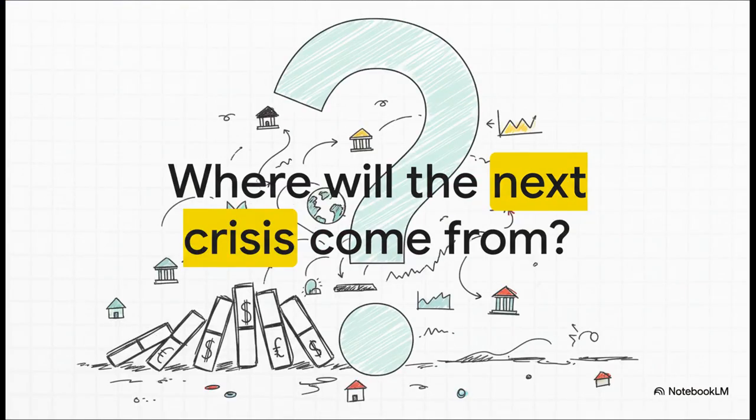And finally, the big one, the one everyone wants to know. Where is the next crisis going to come from? Where will that first domino start to wobble? Is it going to be something we're all watching closely? Or is it going to come out of nowhere, from some blind spot that absolutely nobody is paying attention to?